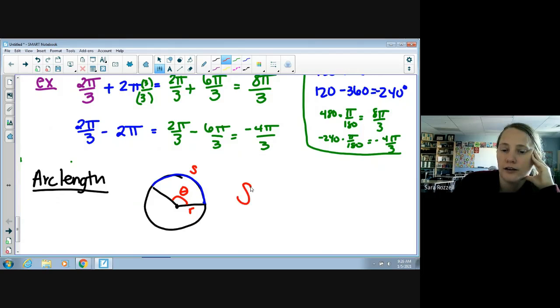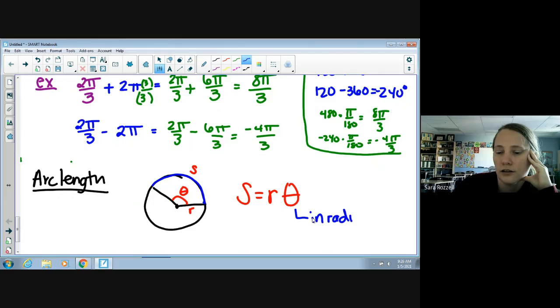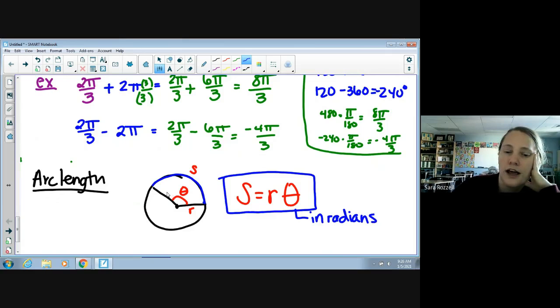So our formula: arc length equals the radius times whatever our angle is, as long as our angle is in radians. So that is the arc length formula. Your angle has got to be in radians. If it's in degrees, you have to switch it first. So we always have to switch it to radians. So we know how to do that.